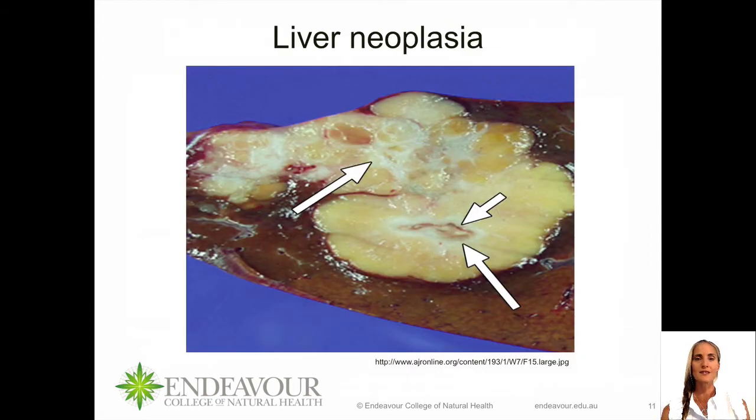This is an example of liver neoplasia. As you can see, there are abnormal clumps of cells in that liver image.